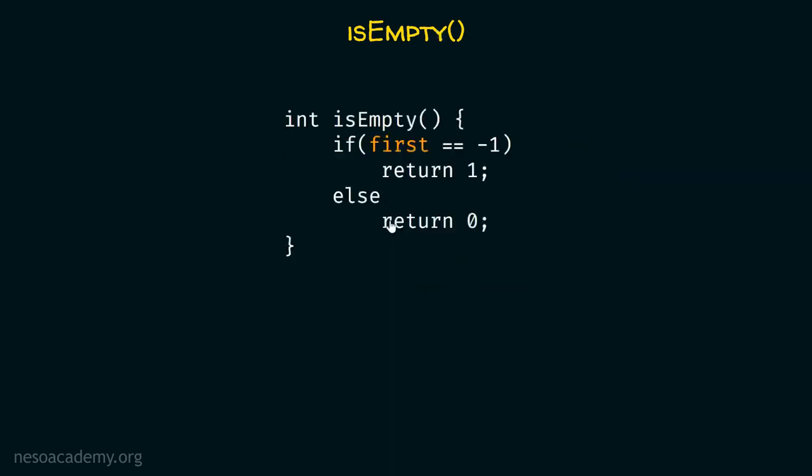Fine. This is how our isEmpty function looks like. We just have to write this. If first is equal to -1, return 1, else return 0. Instead of top, we have first. That's it. Very simple, right?